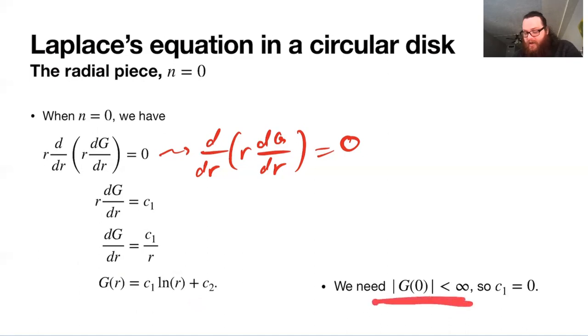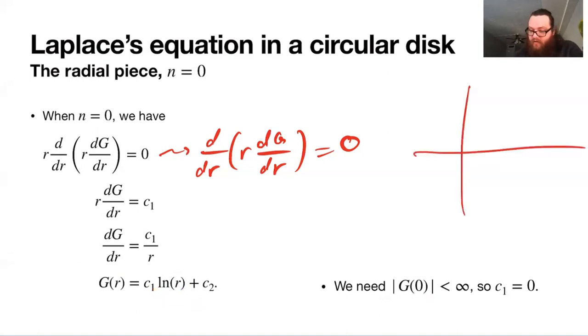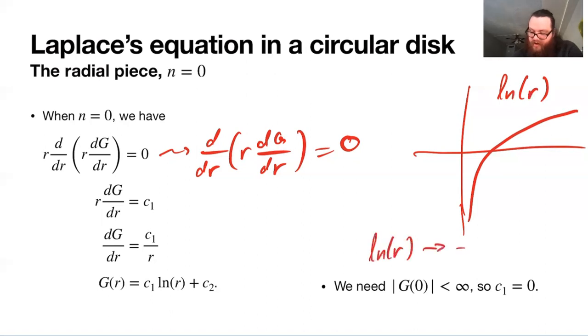Okay, but again, we can argue the same way, right? Well, boundary condition says, right, plug in r equals 0. You want your solution to be finite. Log of r as r goes to 0, right? So log of r looks something like that, right? So log of r goes to minus infinity as r goes to 0. So if we want this condition to be satisfied, right, we can't have a log of r in our solution. So the coefficient for log of r has to be 0. So we conclude that, right, that coefficient is 0. And so when n is equal to 0, the resulting solution is just going to be a constant.